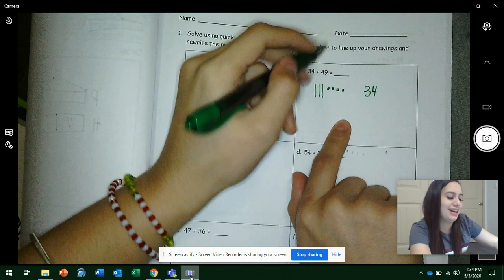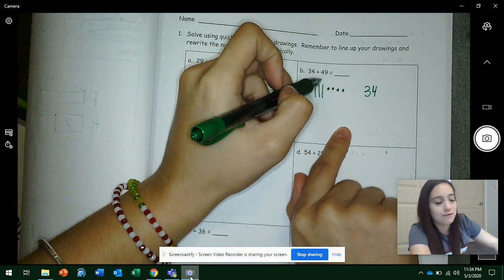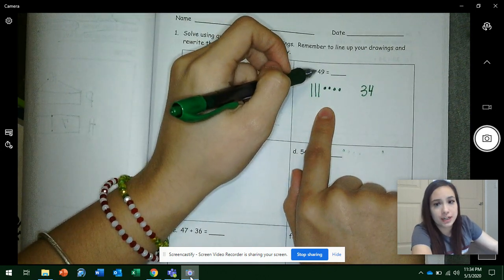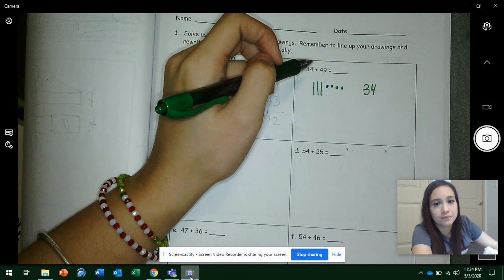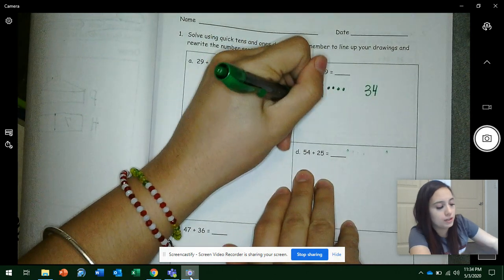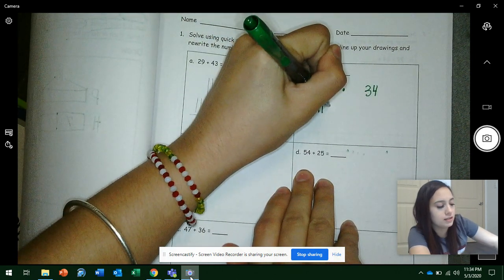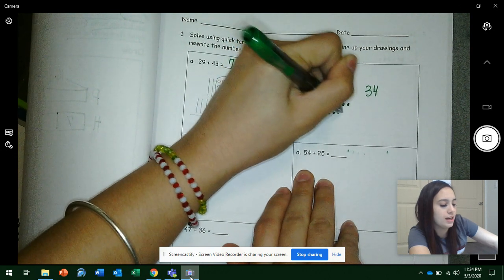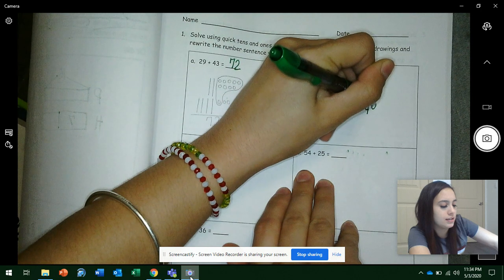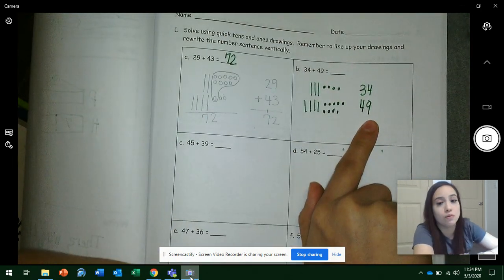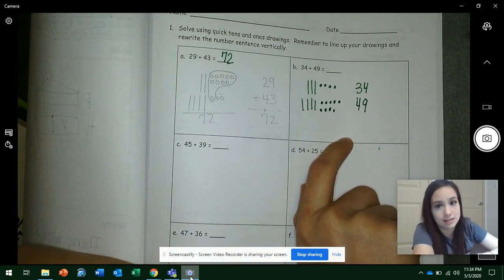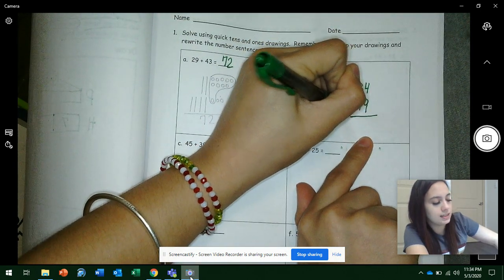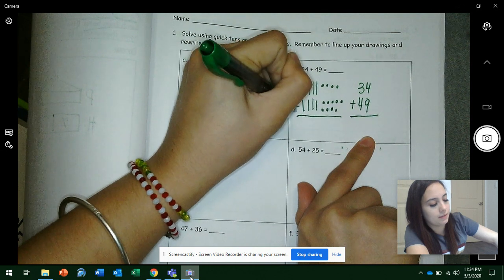Yay. Okay, now for the second part, 49. So, how many tens and ones for 49? Get ready. Yeah, 4 tens and 9 ones. 1, 2, 3, 4, 5, 6, 7, 8, 9. And you write it down here. And remember, you align the ones with the ones and the tens with the tens. Has to be very organized. So we put a plus and we make a line.